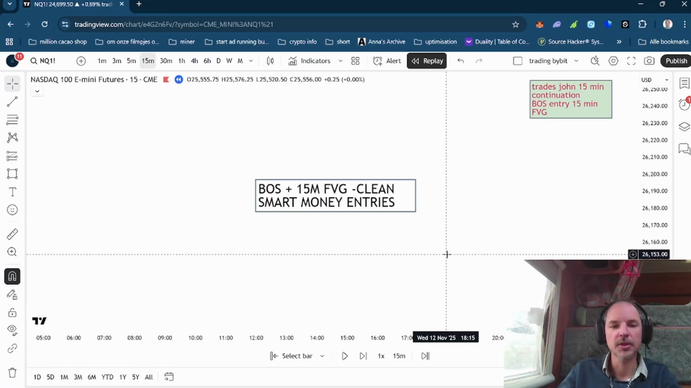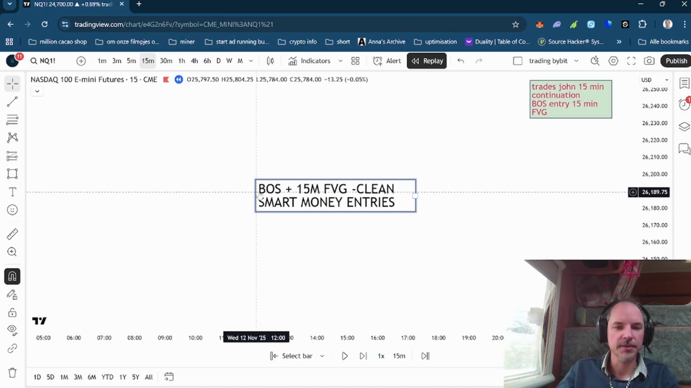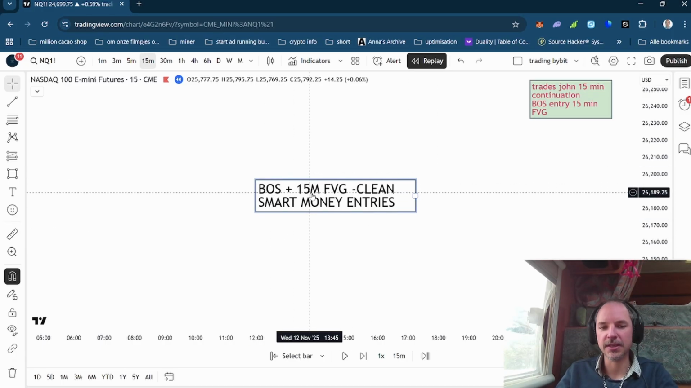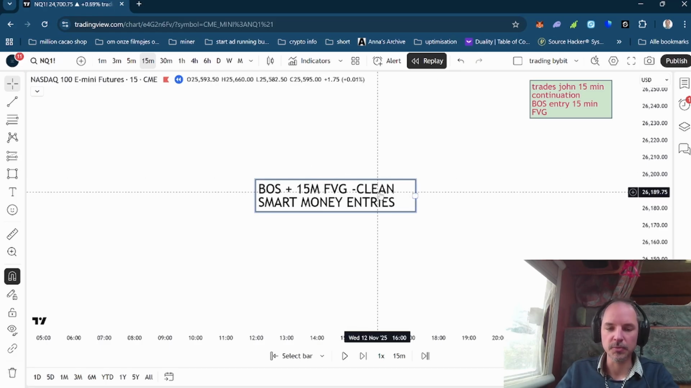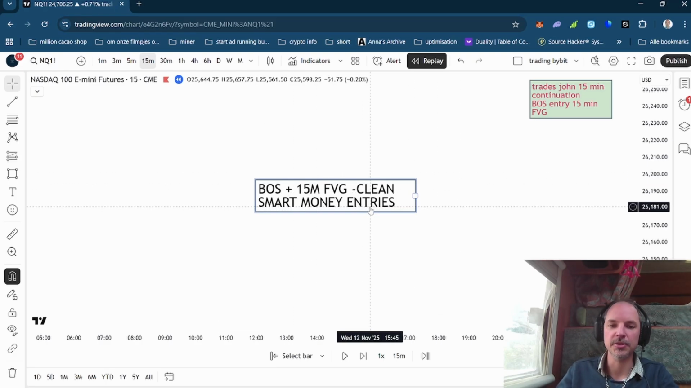Stop guessing. Today I'll teach you the only structure you need. Take a high probability trade. This is a break of structure or a change in character. A 15-minute fair value gap needs to be created. We will enter on that 15-minute fair value gap, and this is a smart money entry.